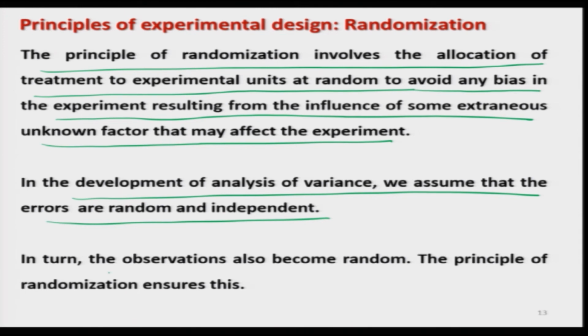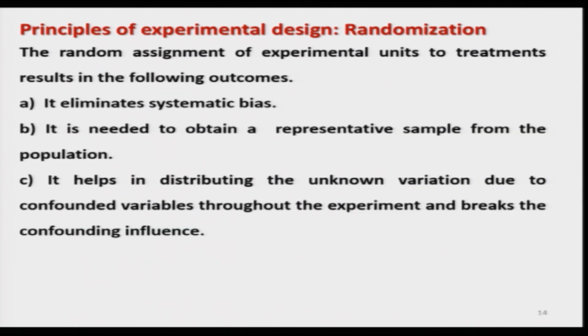And when this is satisfied, the observation also becomes random, and the principle of randomization is helping us in ensuring that this assumption is satisfied in the observations that we are going to obtain. Right. So, when we assign the treatments to the experimental units in a random way, we have the following advantages. It eliminates the systematic bias. Right. You cannot say that every time you are going to draw the chit which has only the even numbers like 2, 4, 6, 8, etc.